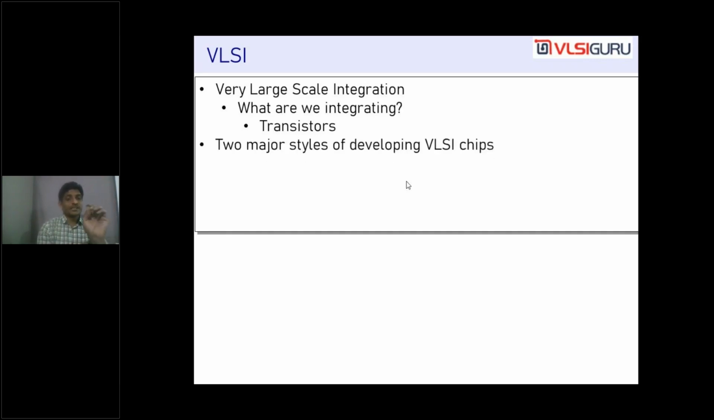There are two major styles in which VLSI chips can be developed and manufactured. What are the two major styles? Can you tell me? ASIC. ASIC stands for what? Application Specific Integrated Circuits. What is the other one? FPGA. What does FPGA stand for? Field Programmable Gate Array.